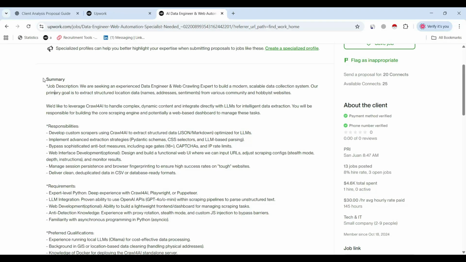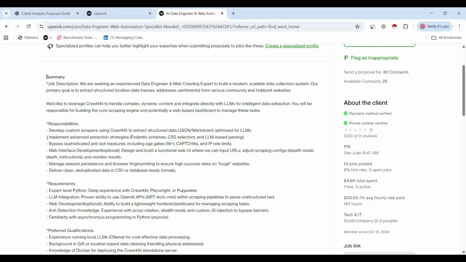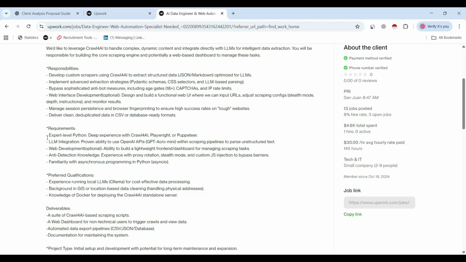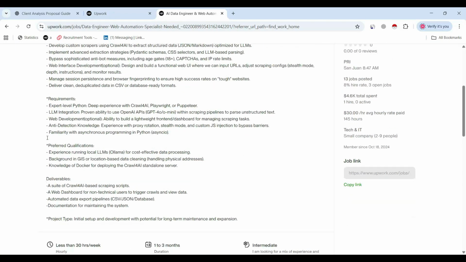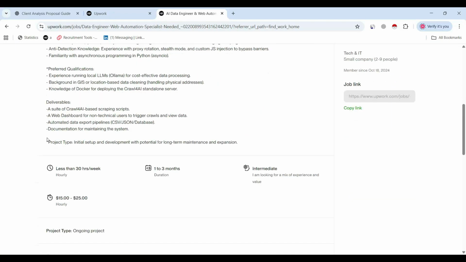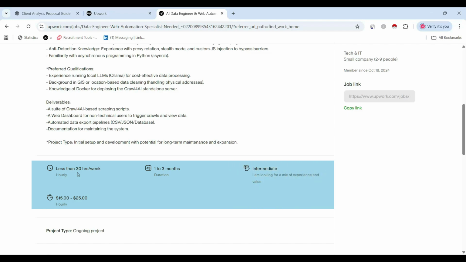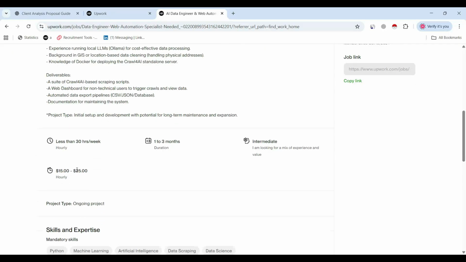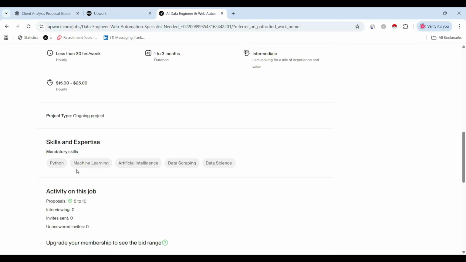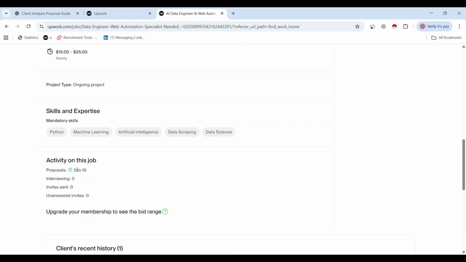Now let's look at the job description. The client has clearly mentioned the job description with responsibilities, requirements, preferred qualifications, and deliverables. In addition, we can also see the required hours per week, project duration, experience level they are looking for, and hourly rate they are paying right now. And they have also specified the skill set that is required for this role. This tells me the client understands what they want.